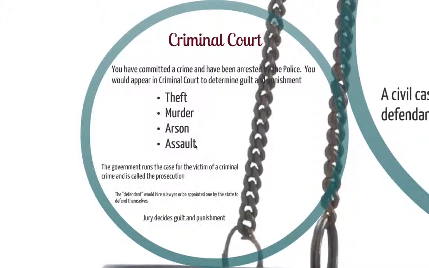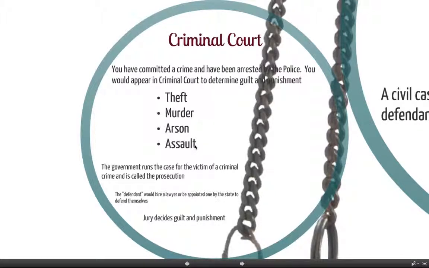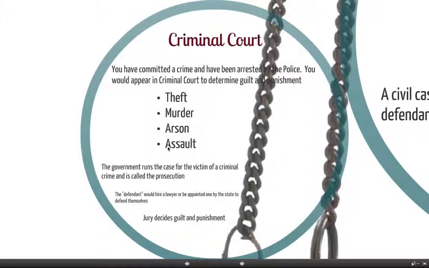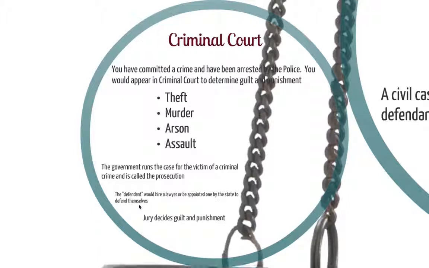The government runs this type of case for the victim of a criminal court. So if you were assaulted, you wouldn't have to sue the person that assaulted you to get them to go to court. They were arrested, and then the government would take care of prosecuting that person. The defendant, however, so if you were the one accused of doing the assaulting, you would hire a lawyer, or you would be appointed one, so you're entitled to the right to a defense. And in this type of court, the jury decides guilt and punishment.